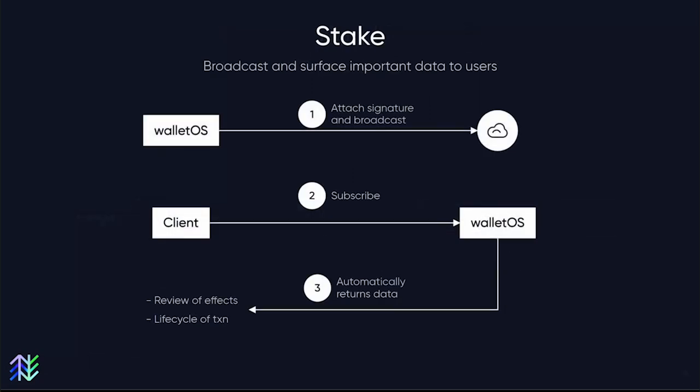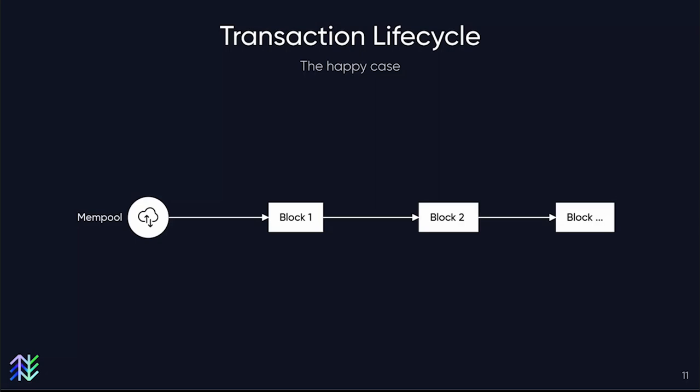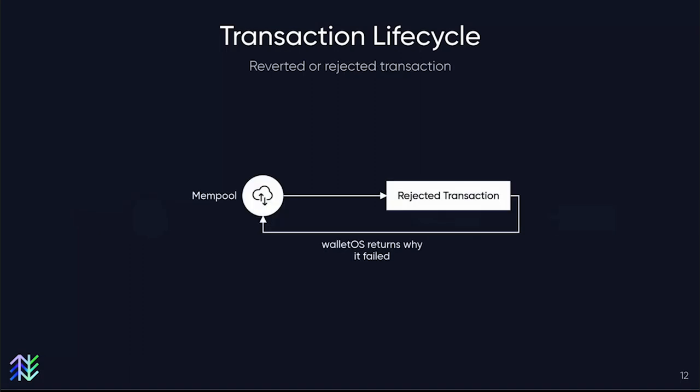One thing to note, there's a bunch of other transactions that have to happen in this life cycle. So there's undelegation, claiming rewards, etc. And we manage that all for you. I'll just run through different things that could happen. The happy case, your transaction gets included and finalized. Thank God. But it could also revert. And WalletOS tries to explain to you why things could be rejected or reverted.